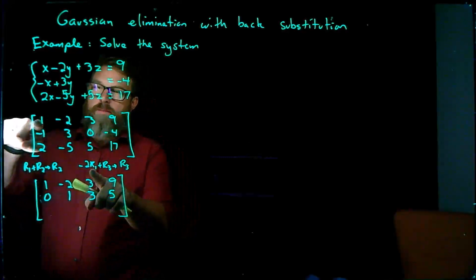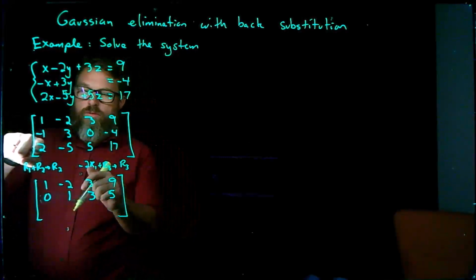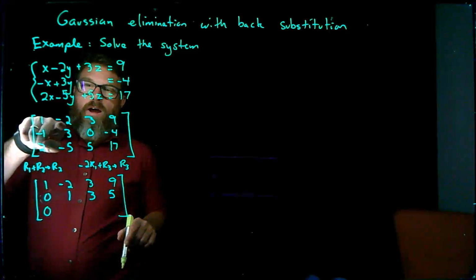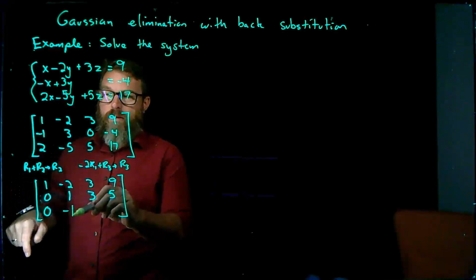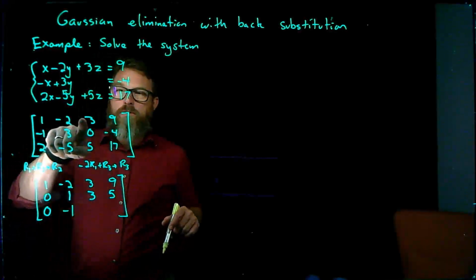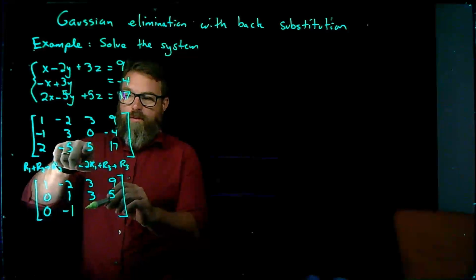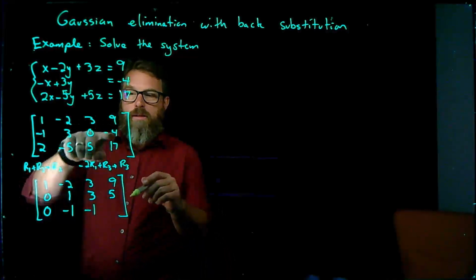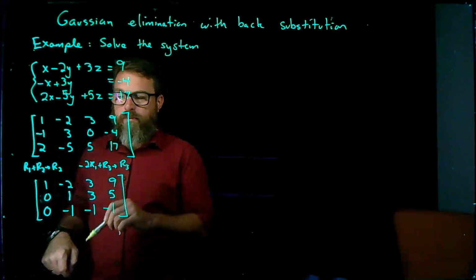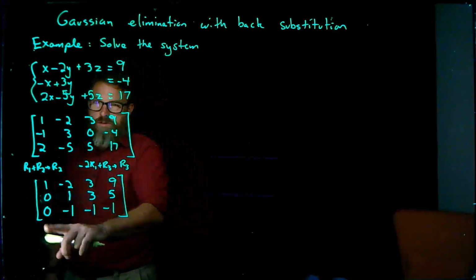negative 2 times row 1, so negative 2 plus 2 is going to be equal to 0. Negative 2 times 2 is going to be negative 4, minus 5 is going to be negative 1. Negative 2 times 3 is going to be negative 6 plus 5, which is going to be negative 1. And negative 2 times 9 is negative 18, plus 17 is also negative 1. So as you can see, I got my 1, 0, 0 column.